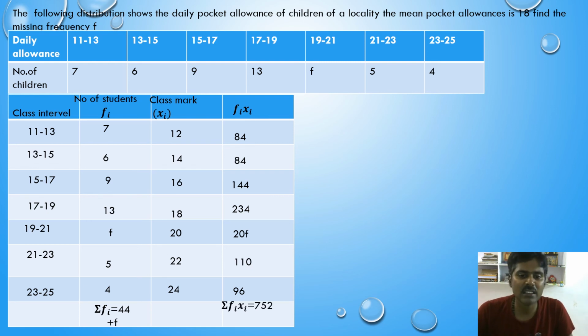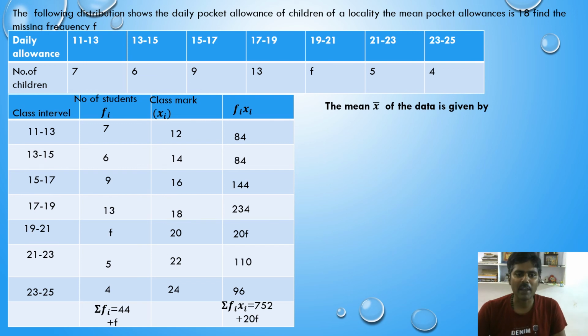Now I have to calculate sigma fi xi. That total I got is 752 plus 20f. So many students will go wrong there: 752 plus 20f they make 772. It's not like that. 20f we cannot add to 752. That remains the same. Now I will apply the formula of the direct method of the mean.